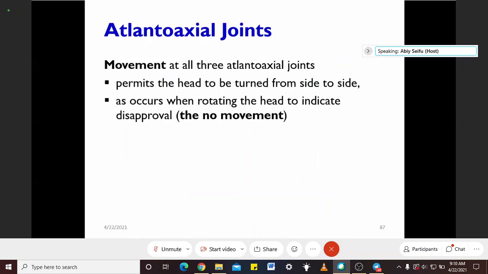Now the movements that occur at the atlantoaxial joint, that means the whole three joints, allow rotation, which permits the head to turn from side to side. It indicates disapproval, so it is commonly called the 'no' type of movement. To say no, you turn your head from side to side. So this type of joint allows such movement, which is called the 'no' movement.